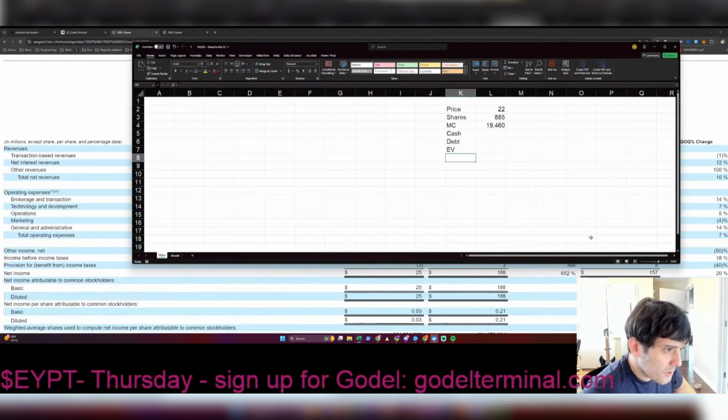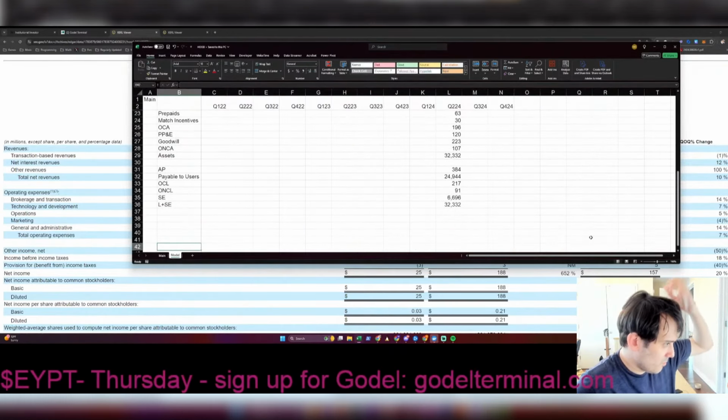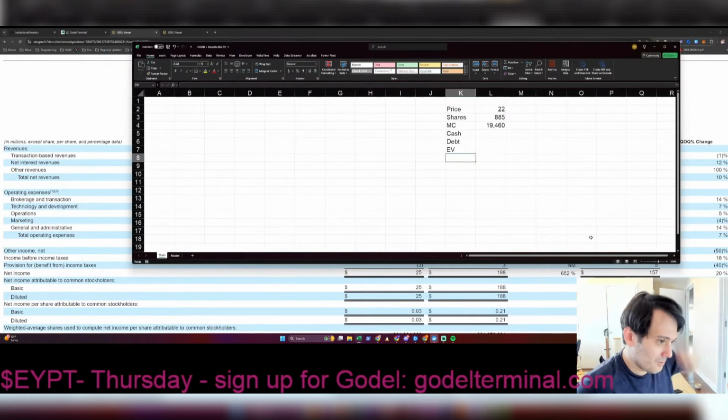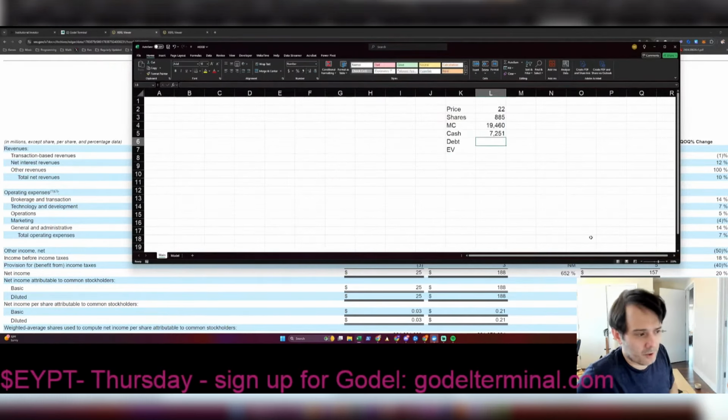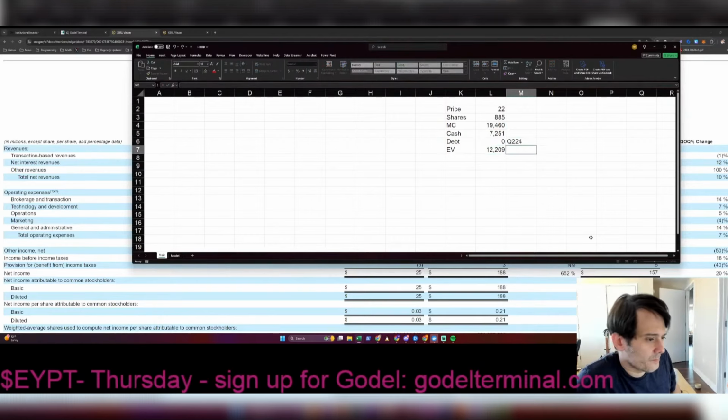What's the market cap? 20 billion, 7 billion cash, no debt. Ooh. Got a big margin of safety. The enterprise value is 12 billion.